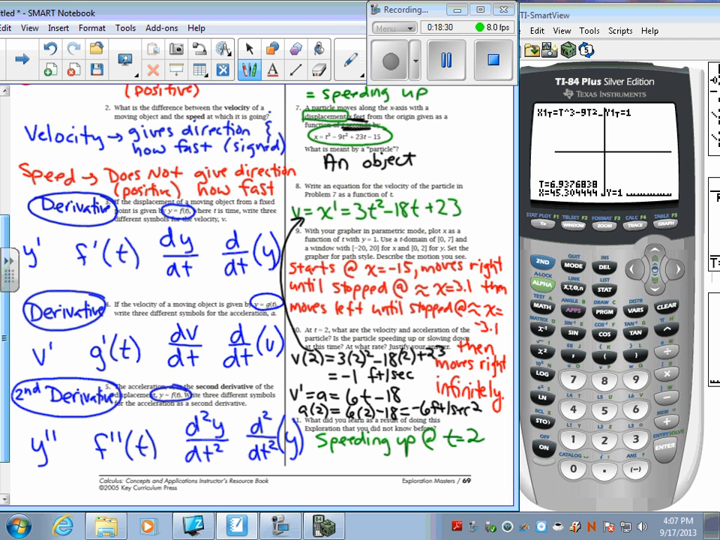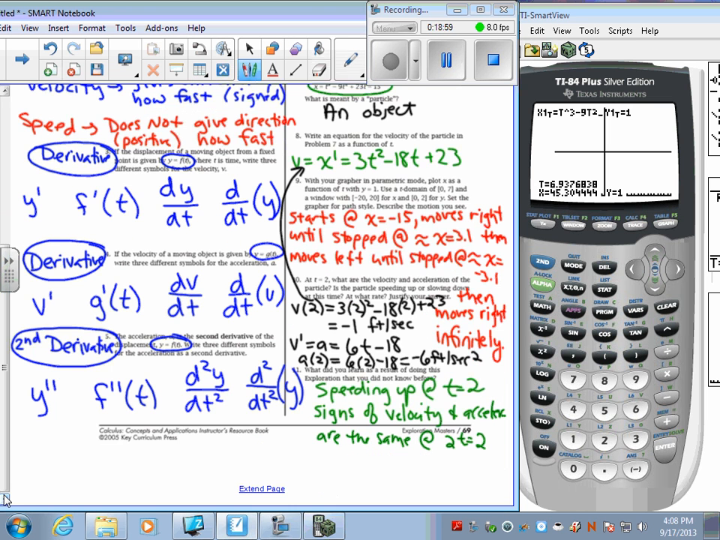And I know this because the signs of velocity and acceleration are the same at t equals 2. Now it also said at what rate is it speeding up? I'm going to write that right down here. It's speeding up at a rate of 1 foot per second.